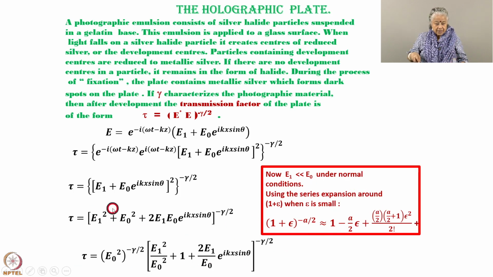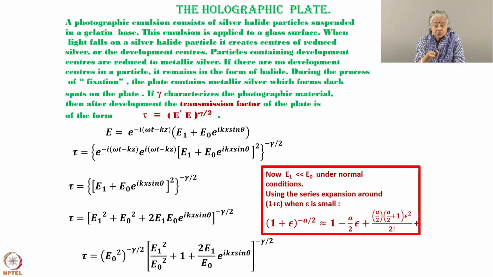Okay. So, I just do a little bit of algebra here using all this sort of mathematics, and finally, I come to the transmission which is here. Okay, and I assume E1 is much less than E0. So, this number is very small, and plus 1 plus this. So, this number is very small and I can use this series expansion.